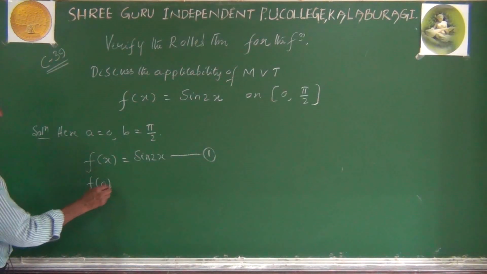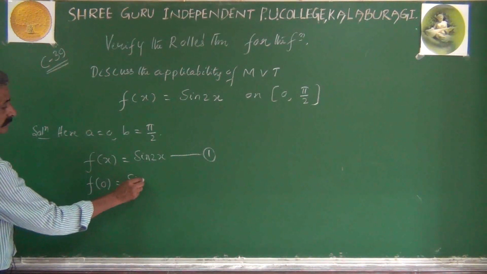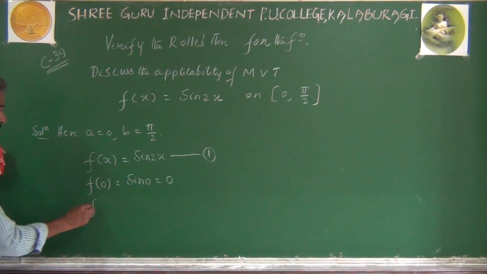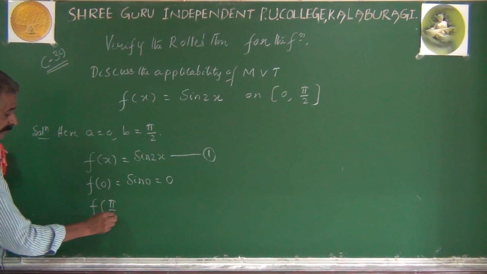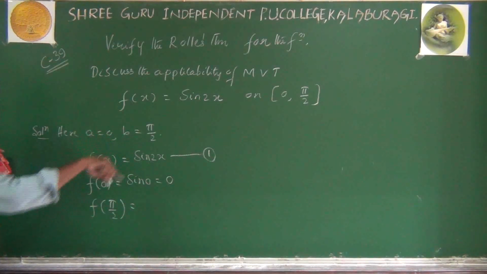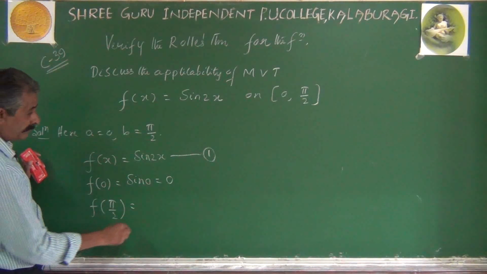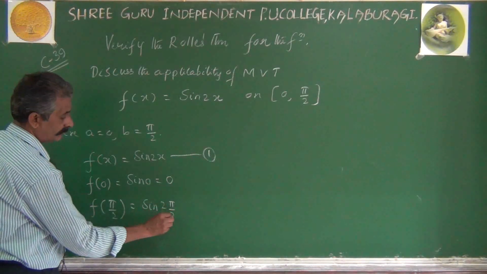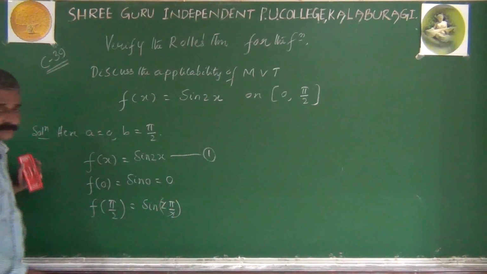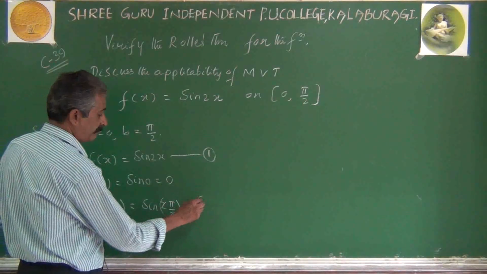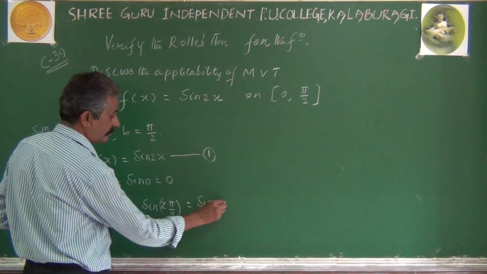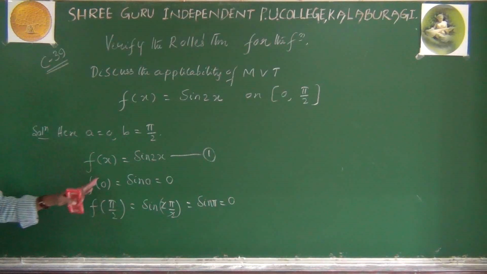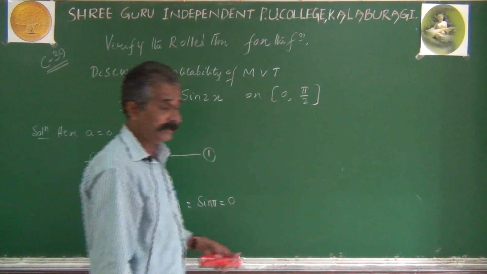F of 0 means sin of 0. Sin 0 value is 0. F of b means f of pi by 2. In the sin 2x function, put x equal to pi by 2. That means sin of 2 into pi by 2. The 2 cancels, sin pi, and sin pi value is also 0. Very clearly, f of a equal to f of b.